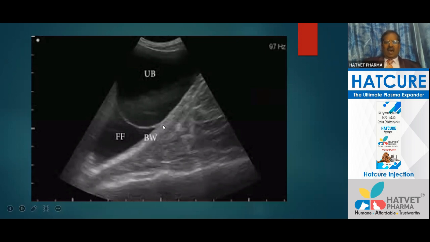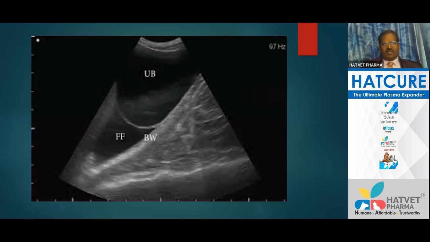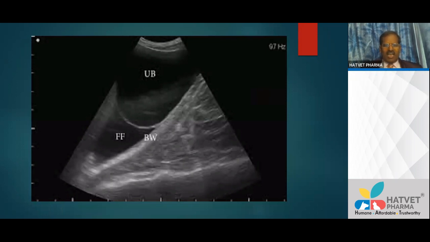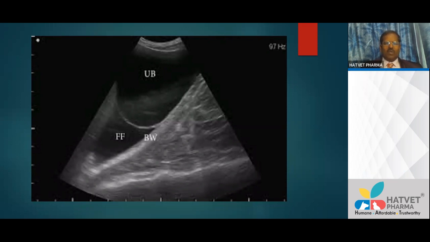Here you can see on the ultrasound pictures, this is called AFAST. AFAST doesn't mean we are doing the scan very fast. It is actually a focused assessment sonography for trauma for abdominal organs. So A means abdomen, and FAST means focused assessment sonography for trauma.